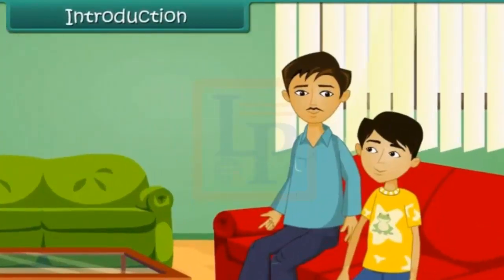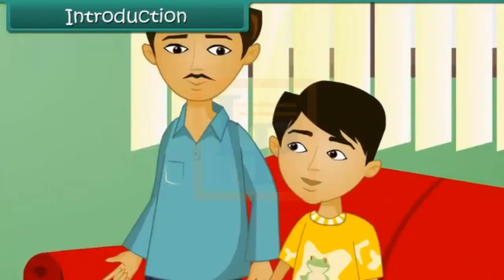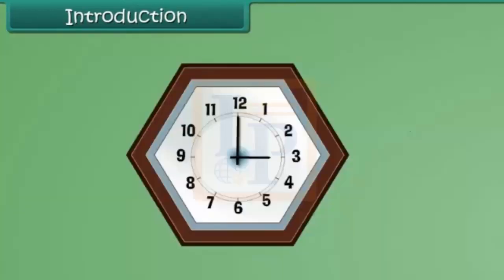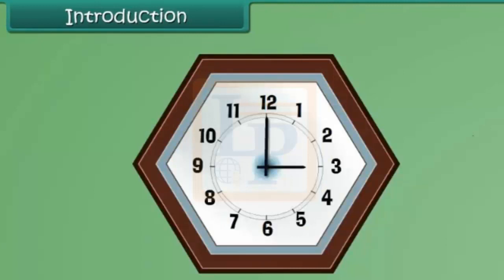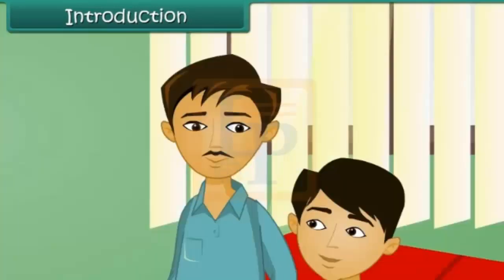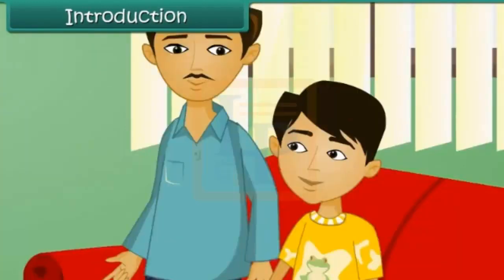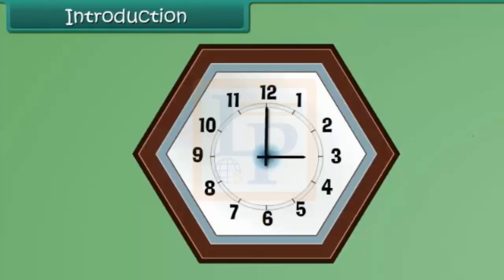Why are you looking at the clock, Vijay? I am trying to make out the angle made by the hands of the clock, uncle. I see. So what angle do they make, Vijay? They make a right angle, uncle. Great. Can you also comment on the shape of the clock, Vijay?